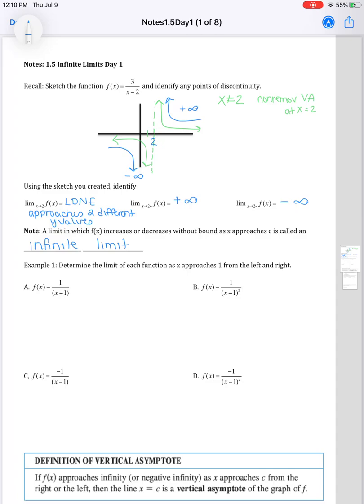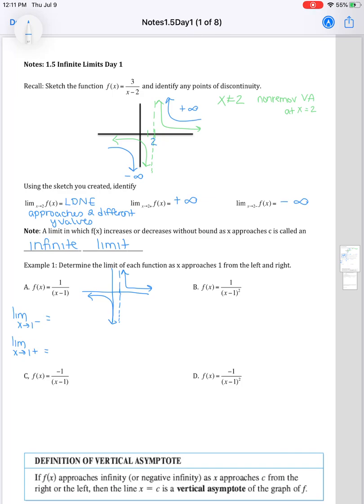Okay, so we're going to determine the limit of each function as x approaches 1 from the left and the right. So I'm going to sketch each one of these just so we get a visual of what they look like. But in A's case, and they're all very similar graph-wise, we know x cannot equal 1. So it doesn't cancel, so that's a vertical asymptote. It's going to give off the same appearance that the one did right above. Okay, and now the question is asking us for the limit as x approaches 1 from the left and the right. So we have the limit as x approaches 1 from the left, and we have the limit as x approaches 1 from the right. So we're going to do both of them.